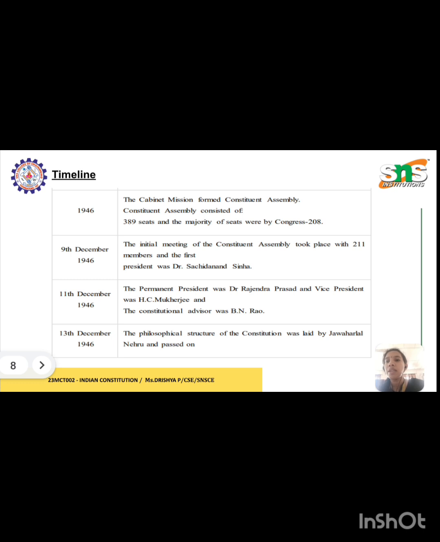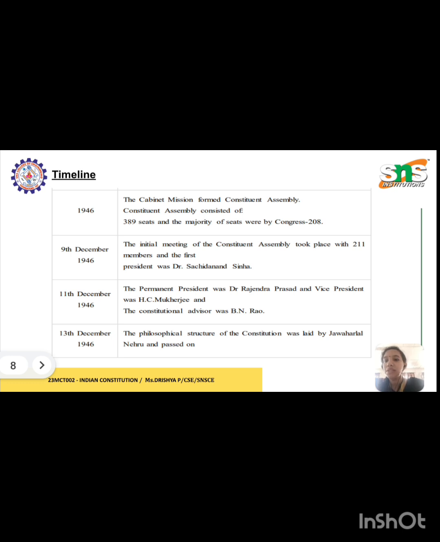Then on 9th December 1946, the initial meeting of the Constituent Assembly took place with 211 members, and the first president was Dr. Sachidanand Sinha. Never forget the name. The first president was Dr. Sachidanand Sinha. That is the first meeting of the Constituent Assembly, with 211 members. From the 211 members, the president selected was Dr. Sachidanand Sinha, on 9th December 1946.